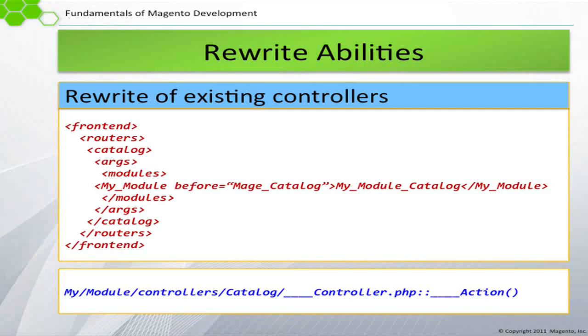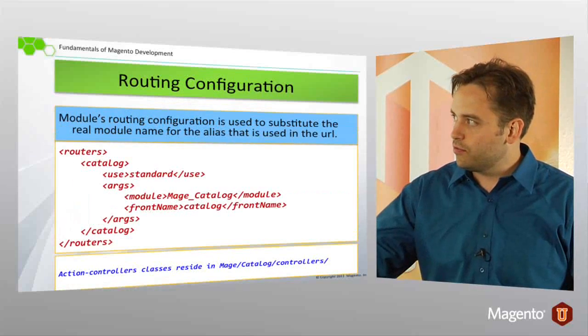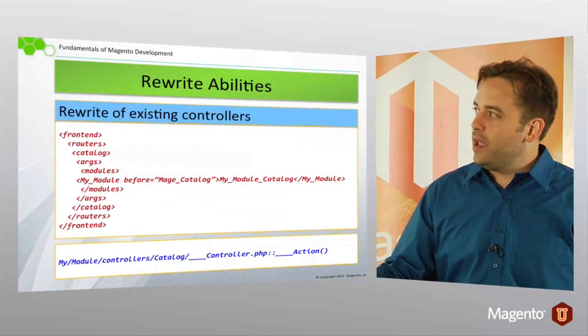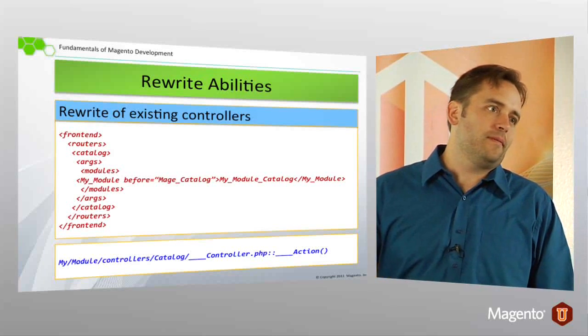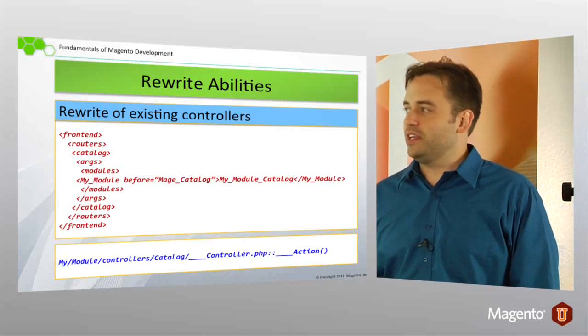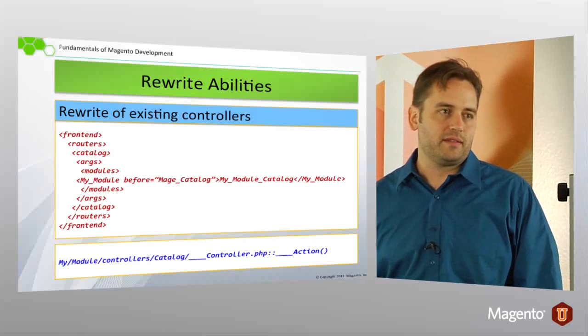We actually get into the exact same spot: front end, routers, catalog, args. And we add to the modules node. All we do here is simply insert a path, either ahead of or behind another path.